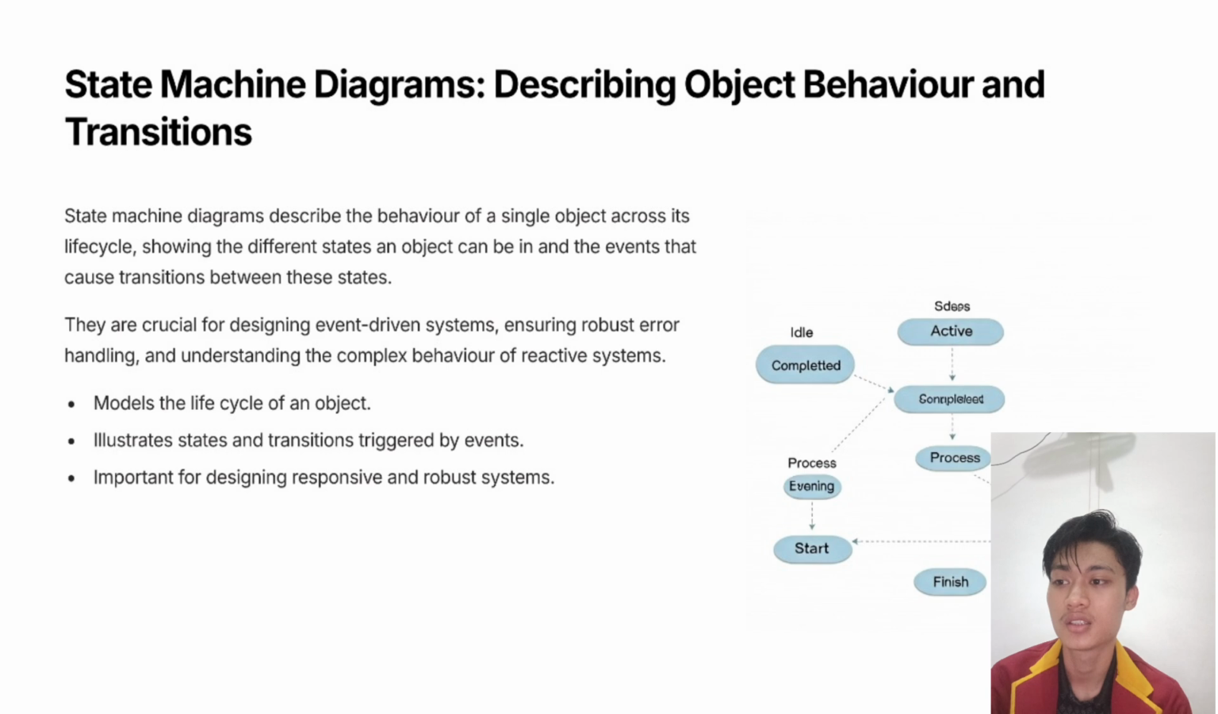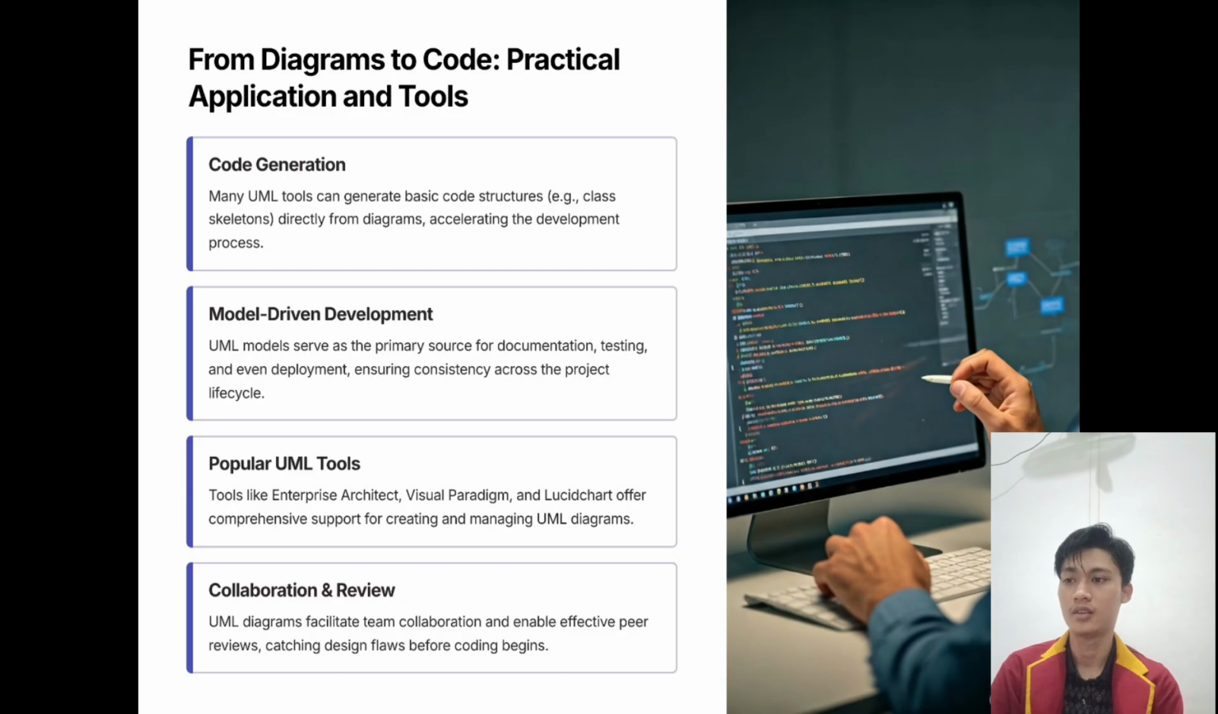Models the life cycles of an object, illustrate states and transitions triggered by events, important for designing responsive and robust systems. Next, from diagrams to code, practical application and tools. First is a code generation. Many UML tools can generate basic code structures, class skeletons directly from diagrams, accelerating the development process.